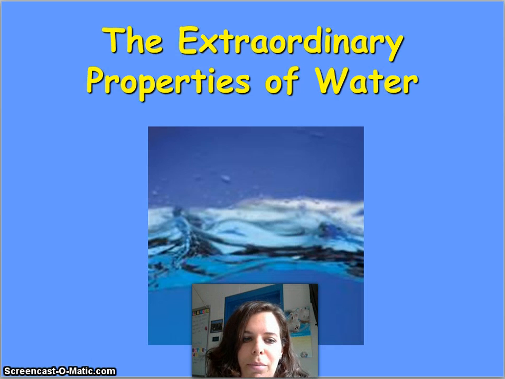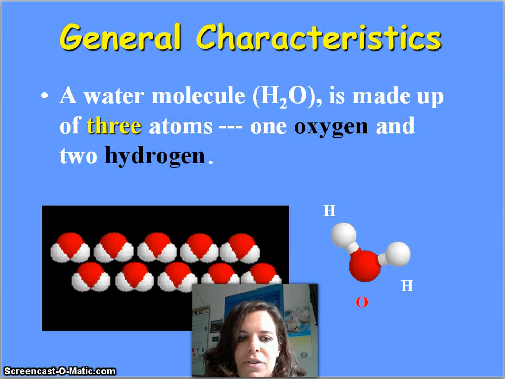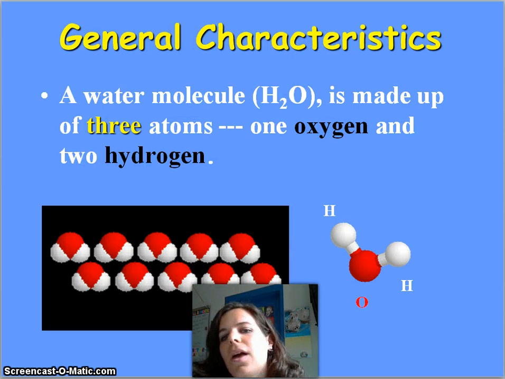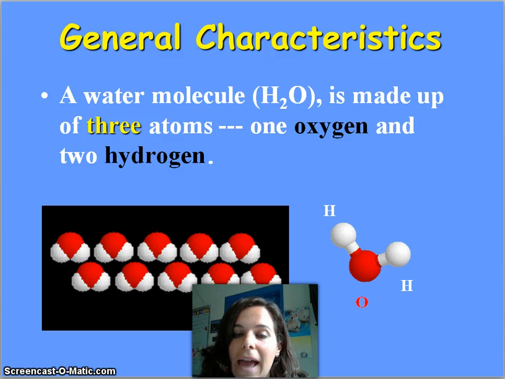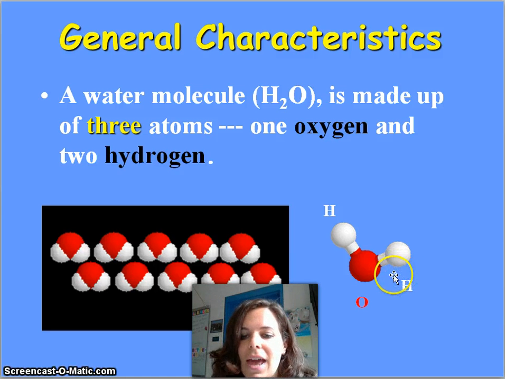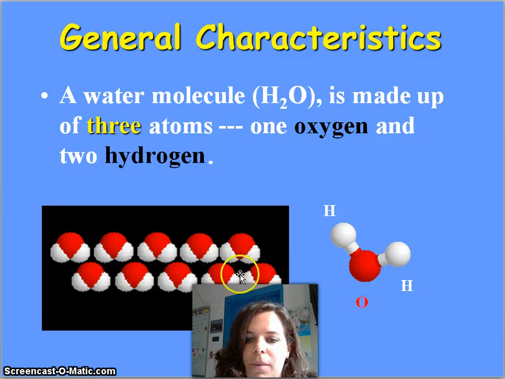Here are some extraordinary properties of water. Let's start with some general characteristics. A water molecule is made up of 3 atoms, 1 oxygen, which is this red atom here, and 2 atoms of hydrogen, and those come together to make up the H2O molecule. Almost looks like Mickey Mouse.